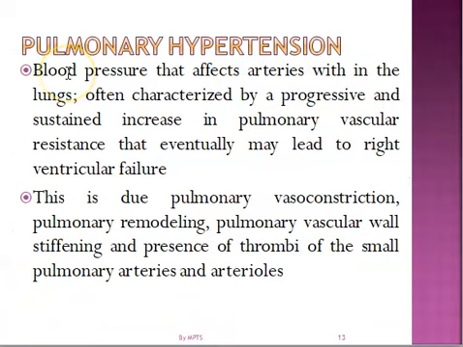Pulmonary hypertension, of course, is blood pressure that affects the arteries within the lungs, often characterized by progressive sustained increase in pulmonary vascular resistance that eventually may lead to right ventricular failure. This is mainly due to vasoconstriction, of course, pulmonary remodeling, pulmonary vascular wall stiffening, or thrombi within the pulmonary arteries.